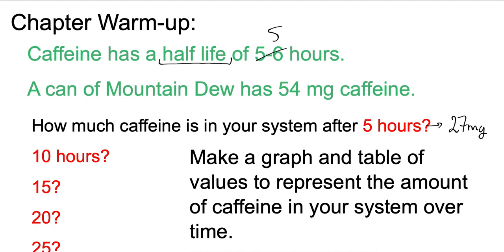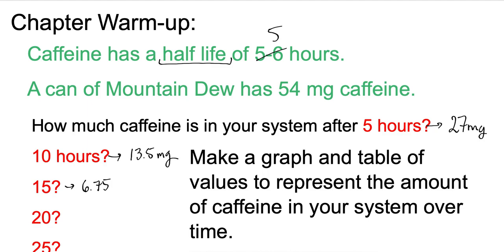Okay, so 10 hours now would be double that. All right, so this would be 2 half-lives here. So we're going to cut our 27 in half. So that would give us 13.5 milligrams. And then we can keep doing that here. So cut that in half. So that would be 6.75 milligrams of caffeine for that one. Right, because 6.75 plus 6.75 is 13.5.